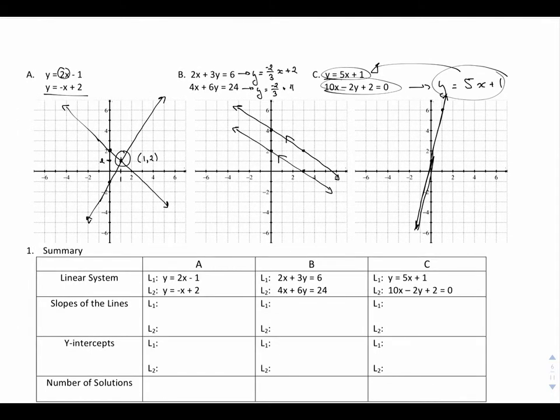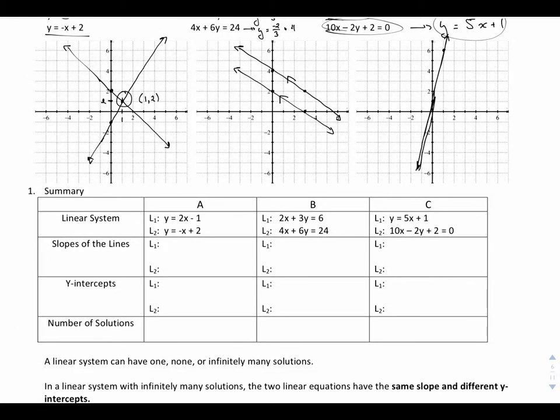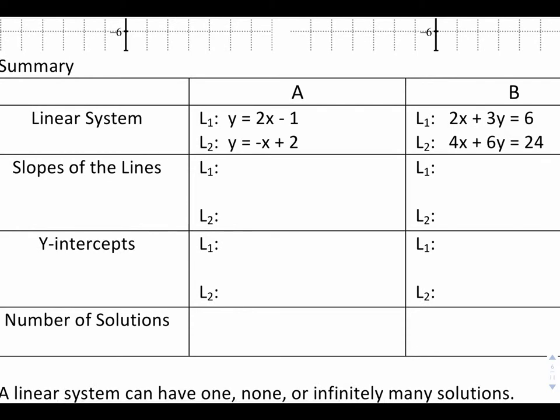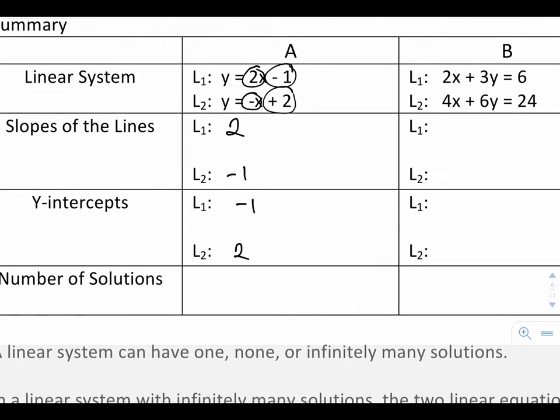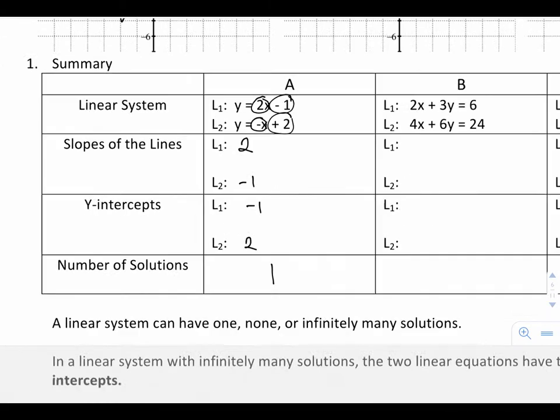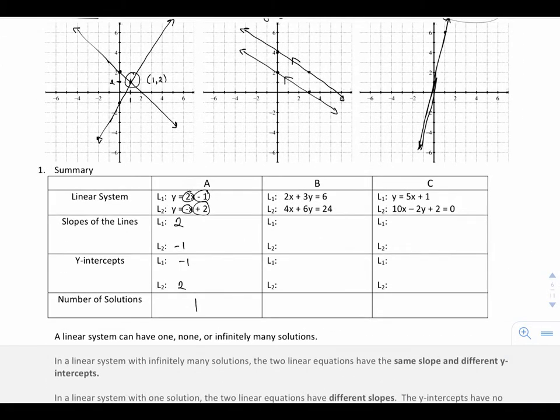So let's analyze these results and see what they mean by filling out this table here. So the slopes of the lines. For the first set of equations, the slope of the first line is 2. The slope of the second is negative 1. Again, I'm just reading these values here. The y-intercepts are negative 1 and 2. I'm reading these values here. And the number of solutions is 1. And I'm reading that from the graph itself. I notice that my graph has one solution. Solution meaning point of intersection.